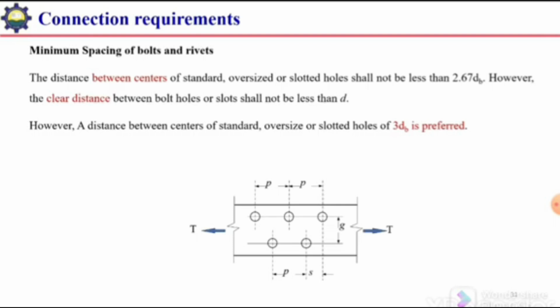In this video, we will discuss the AISC requirements for connections in case of tension members, then the limitation for the slenderness ratio in case of tension members, then we will go for the design procedure for tension members, and finally we will solve one or two design examples for tension members. So first of all, requirements for connection.